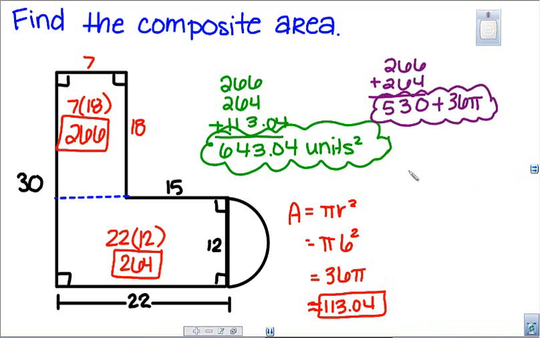Okay, and you can do this with any type of figure. Sometimes they'll include a trapezoid, or maybe a kite, or a triangle, some of the other figures that we've found area of in the past. Okay, but I just wanted to give you a quick basic. All you have to do is break it down into shapes you know the formula for, find those individually, add them all up.